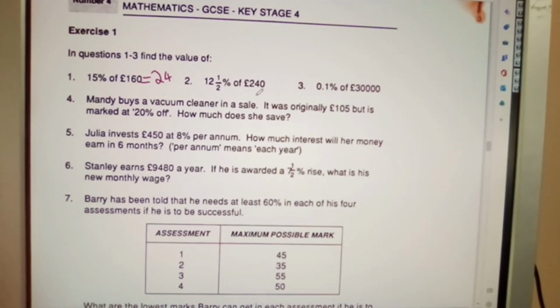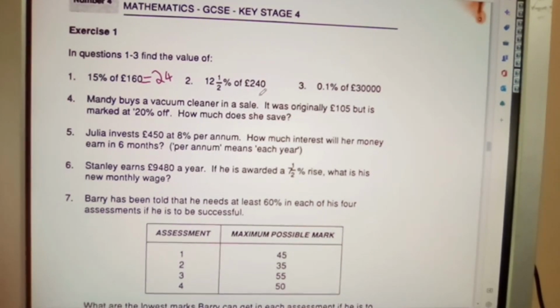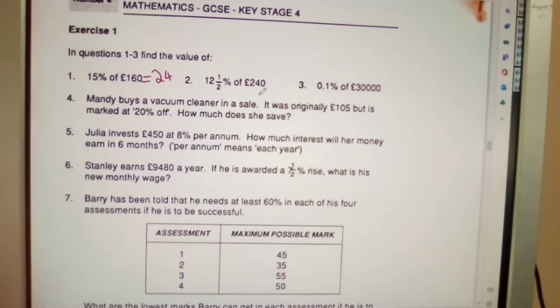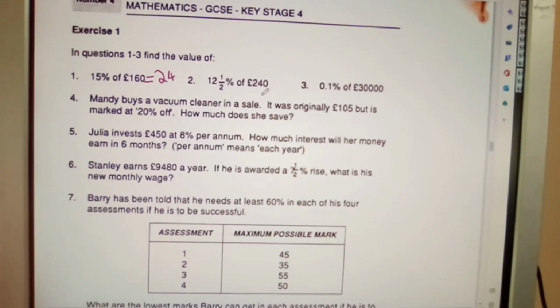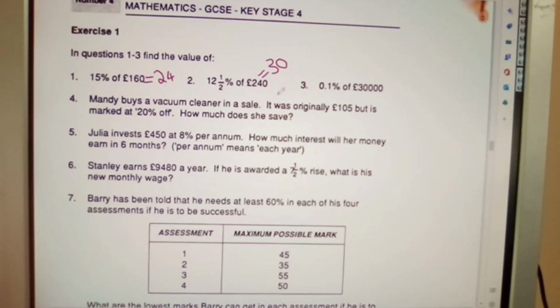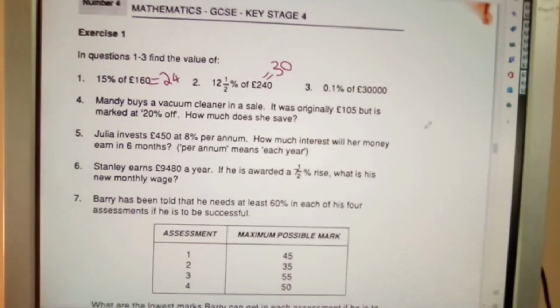Okay, 12.5% of 240. Now here again, I'm just giving you this as an answer, and that will be equal to 30. Now I am not going to confirm whether it's right or wrong. I'm just giving you calculations of my own, okay?